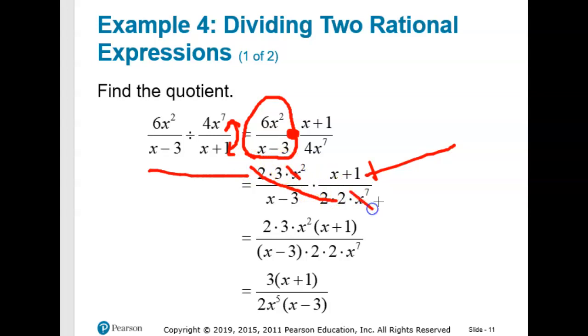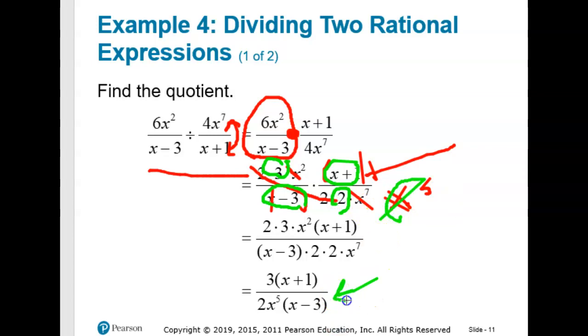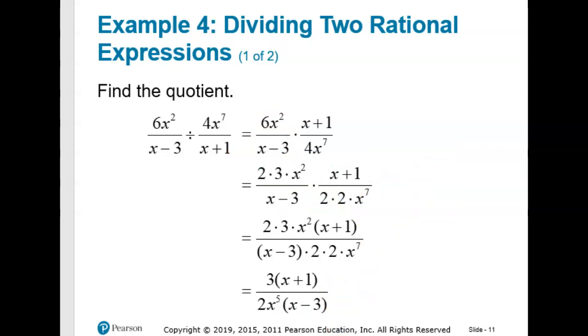X squared will become x to the 5th down here. And we have the quantity x plus 1 that we're not doing anything with, and we have the quantity x minus 3 that we're not doing anything with. So what is left in the numerator is a 3 and an x plus 1 in parentheses. What is left in the denominator is x minus 3 in parentheses, one of these 2's, and x to the 5th. That is represented right here.